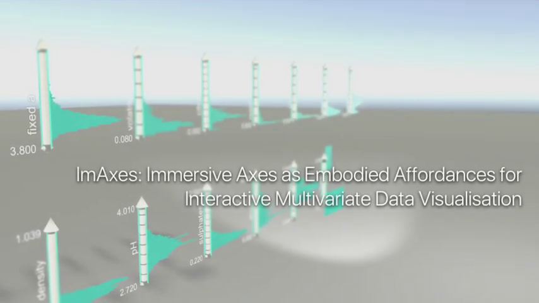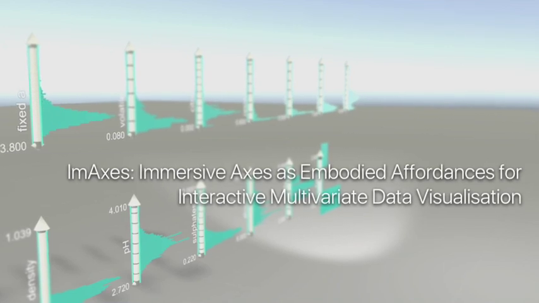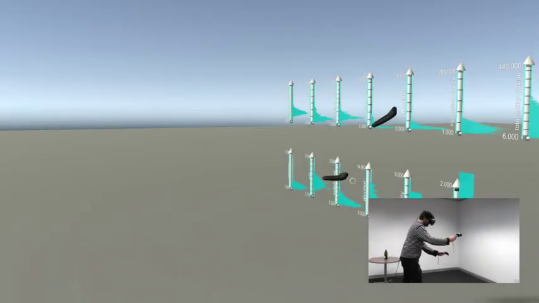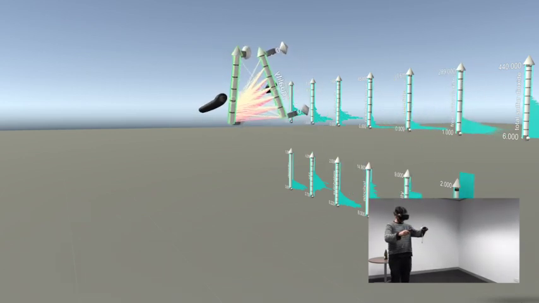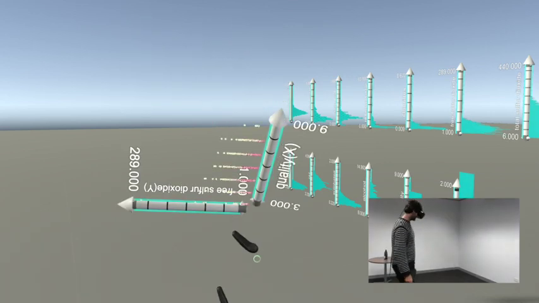In this video, we present ImAxes, immersive axes as embodied affordances for interactive multivariate data visualization. ImAxes uses the manipulation and assembly of axes in a virtual reality environment to create and explore a variety of rich three-dimensional data visuals of multivariate datasets.